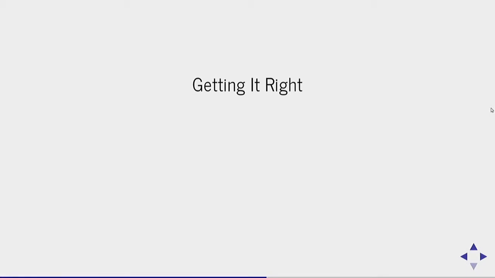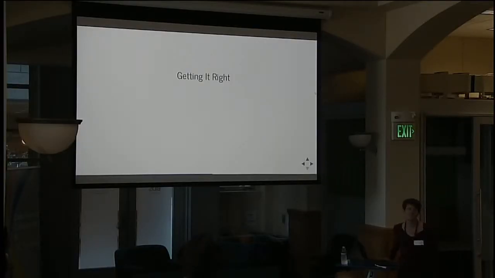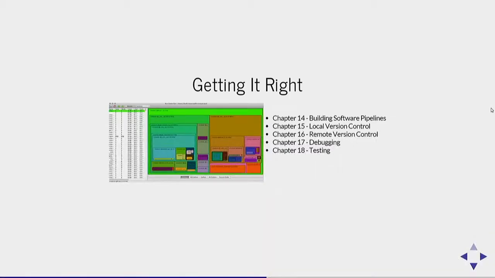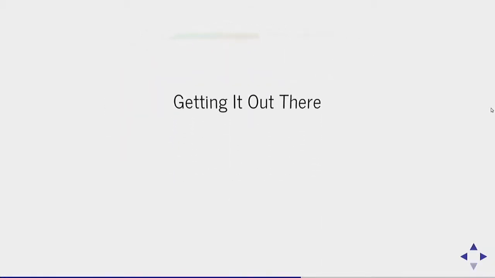Now, getting it right is key also. So we talked about science being reproducible. And all of this has built up to a situation where you can do things like profile your code. And getting it right involves building really robust software pipelines, testing your code, version controlling it, and being able to debug it. So these chapters in this section really focus on that reproducibility and the ability to verify and validate your code.